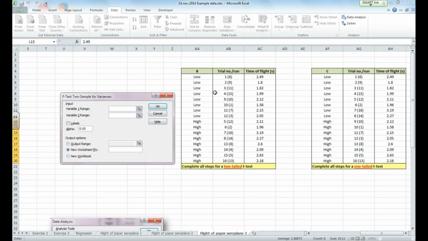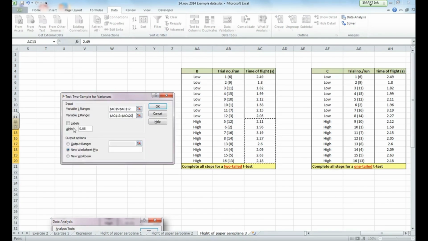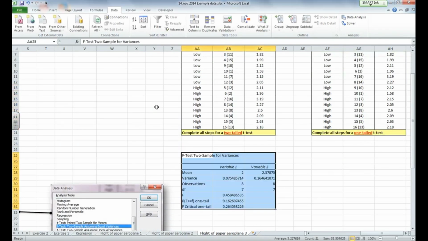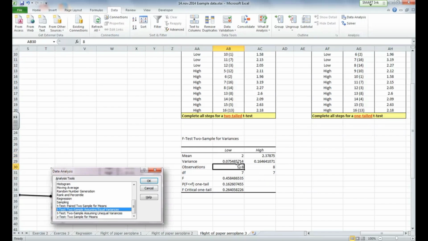Click OK. My first variable range, that's going to be here, and my second variable range is going to be here. I don't have labels this time, and alpha, that's just if I'm looking at 95%, my alpha should be 5%, so I'm going to leave it at 0.05. My output range, make sure to click back into this cell, and I'm just going to output it here below and click OK. So variable 1 was low, I'm going to relabel that, and variable 2 was high. And we can see the variances here, not too far apart actually, 0.07 and 0.16, so those aren't too different.